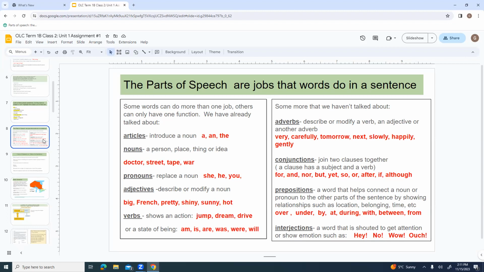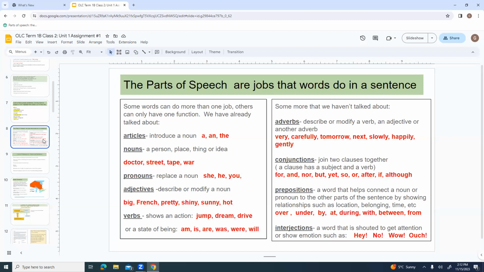Prepositions. Prepositions are kind of a connecting word. I think of them like a little bridge, and they basically connect a noun or a pronoun to the other parts of the sentence. And they do that by showing what type of relationship is between that noun and the rest of the sentence. So I could say, David swam under the bridge, and I'm connecting the word bridge to David swimming. And how is he swimming? He's swimming underneath a bridge. So it's a connecting type of word.